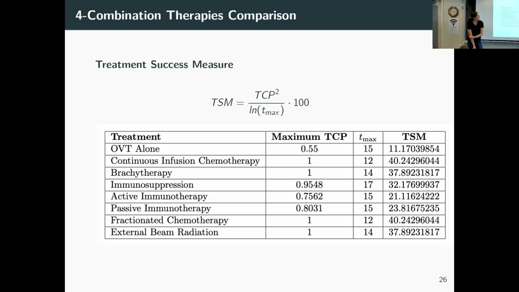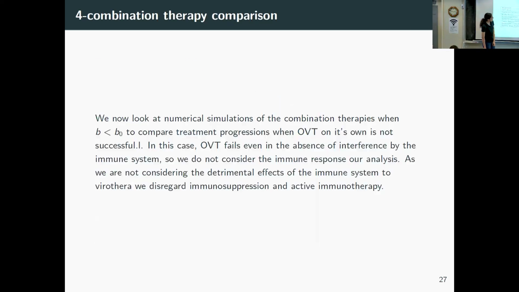Tmax is the predicted number of days for TCP to reach its maximum in 100 days. Calculating this number, we have these values here. The best one is the highest one. We have very similar numbers, but we can see that we're getting the best result for fractionated chemotherapy and continuous infusion chemotherapy. But this was when we combined the therapy with a partially successful biotherapy.